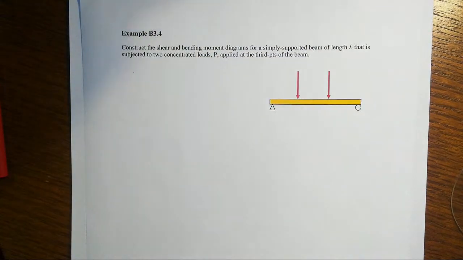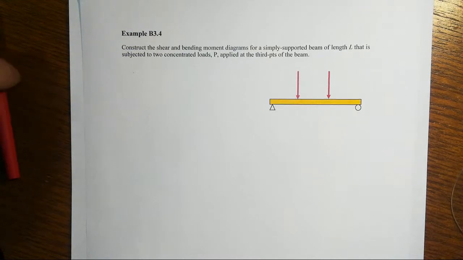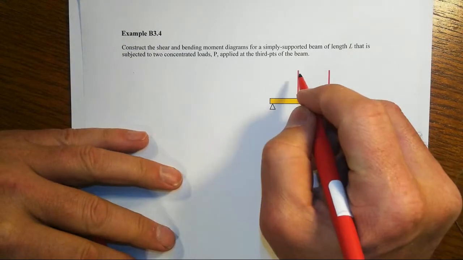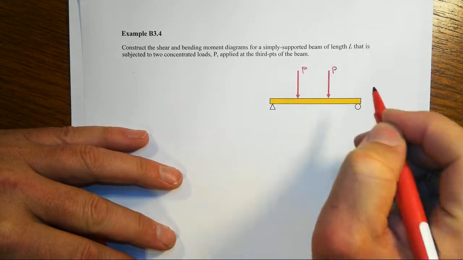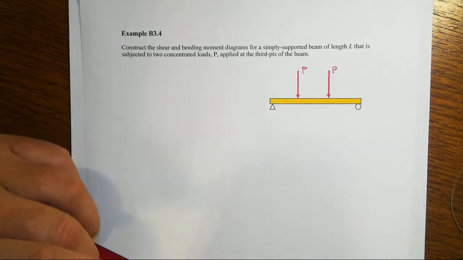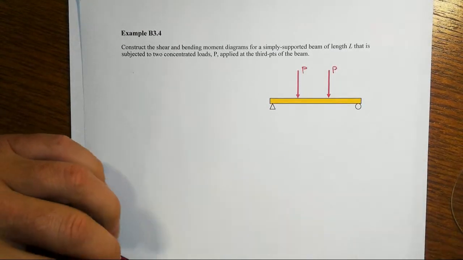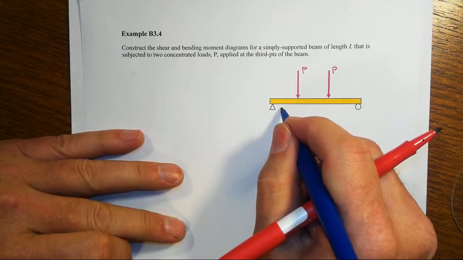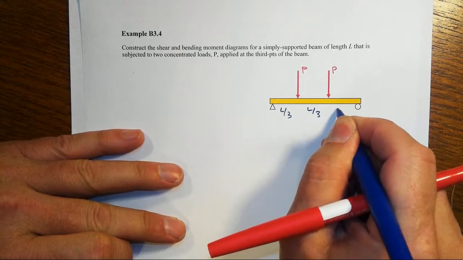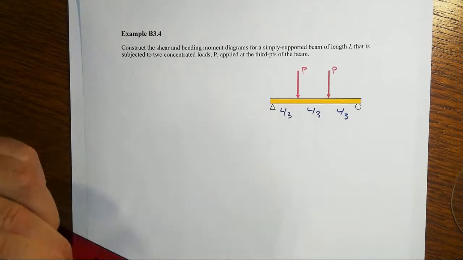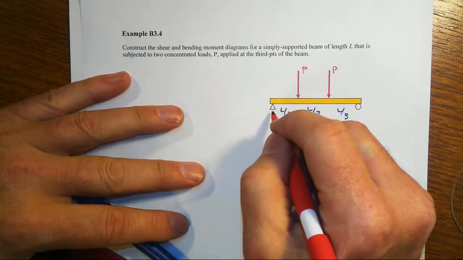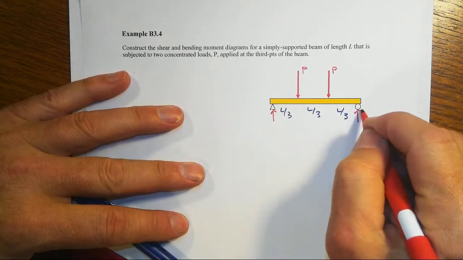Alright, in this one, where we're trying to find the shear and bending moment diagrams, we've got a beam that has two concentrated loads, probably coming from two beams that frame in out of plane. They're located at the third points of the beam, so that's L over 3, L over 3, L over 3. That symmetry tells me right away the total load gets split evenly between the two.